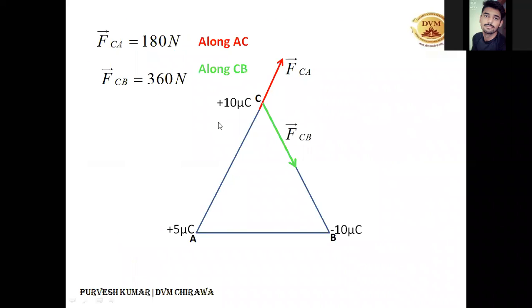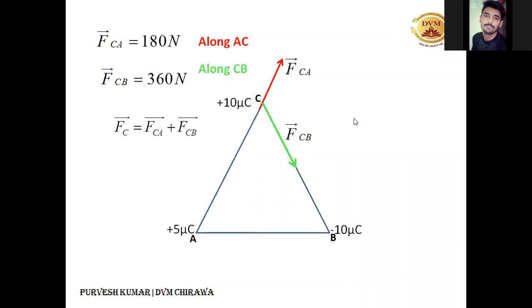So moving further, you can see this thing. In the previous slide, we have found that force on C due to charge placed at A is 180 Newton, and it is along AC. And force on C due to charge placed at B was 360 Newton, and it is along CB. The angle between these two forces is 120 degree, because it's an equilateral triangle, all the angles will be 60. When this is 60, this comes out to be 120 degree.